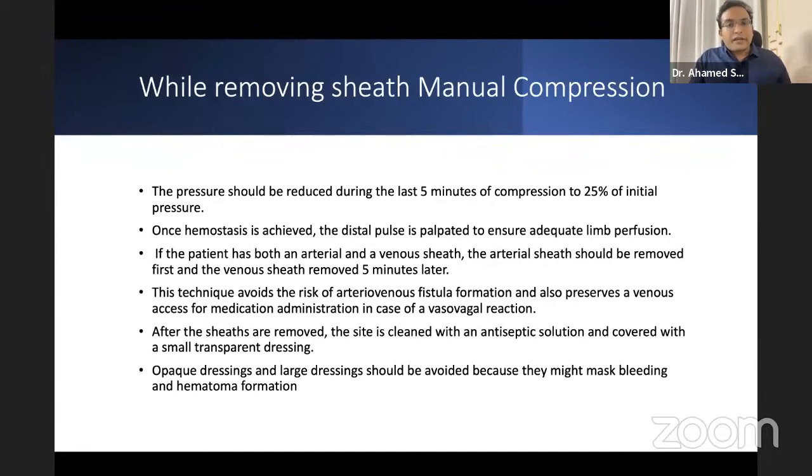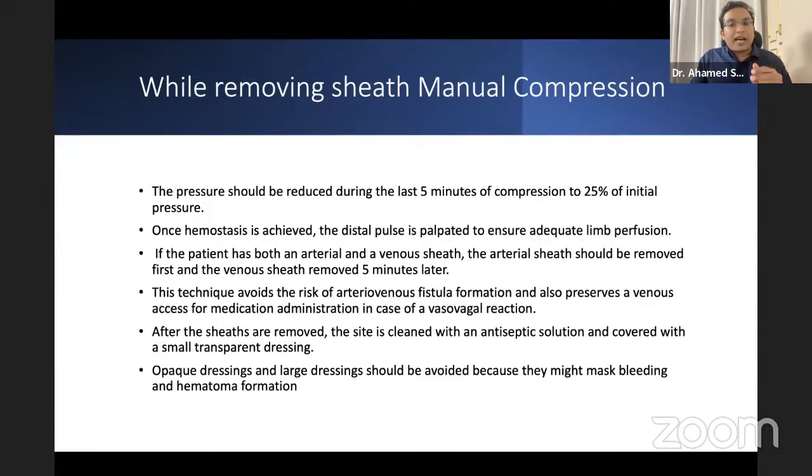The pressure should be reduced during the last part. So we decided that we give it for 20 minutes, and in the last 5 minutes of compression, the operator has to reduce the pressure. Once hemostasis is achieved, the distal pulse is palpated to ensure adequate limb perfusion.